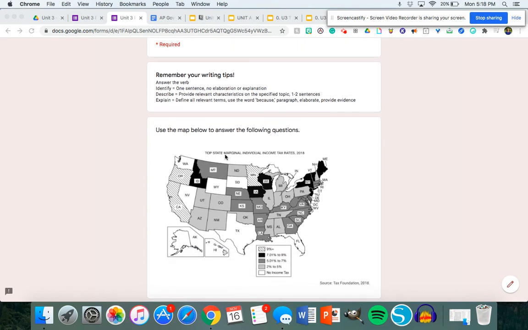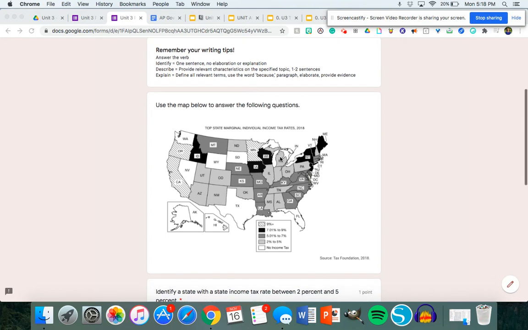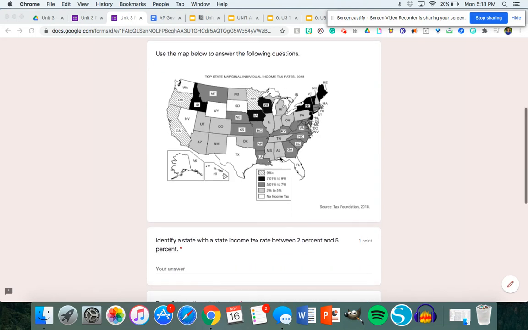For this particular question, you are going to use this map below to answer the following questions. This map is showing the top state marginal individual income tax rates from 2018. If you're freaking out about what that means, this is about income tax, the tax that you pay the federal government on the money that you make. So you're going to use this map to answer the 4 questions that we have here.